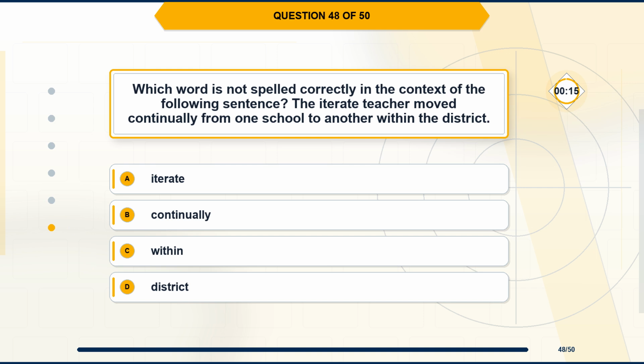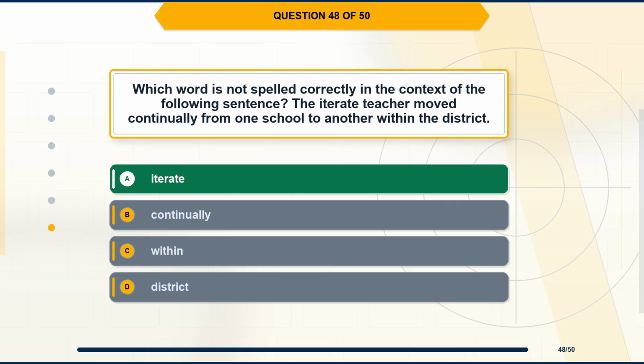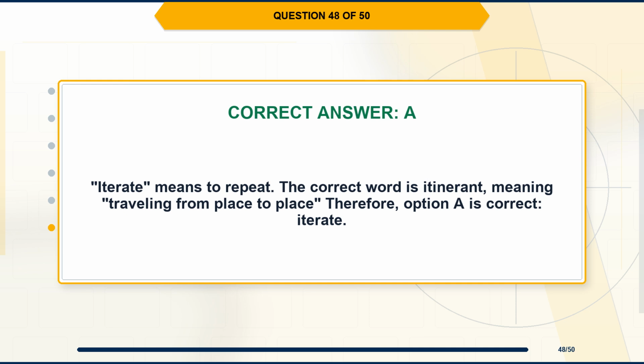Question 48. Which word is not spelled correctly in the context of the following sentence? The iterate teacher moved continually from one school to another within the district. Option A, iterate. Option B, continually. Option C, within. Option D, district. The correct answer is option A, iterate. Explanation. Iterate means to repeat. The correct word is itinerant, meaning traveling from place to place. Therefore, option A is correct, iterate.